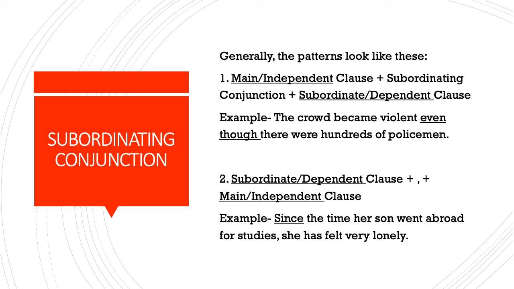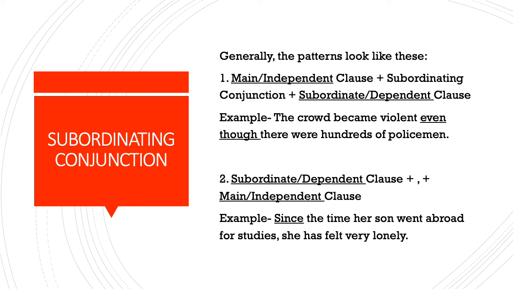A dependent clause in itself includes the subordinating conjunction, then we will follow it with a comma, and then we will write the main clause. So see this example, second one: since the time her son went abroad for studies, she felt very lonely. Now, if I put a full stop after studies instead of the comma, and I remove the rest, the later part of the sentence, so if the sentence becomes, since the time her son went abroad for studies, is the sentence complete? No, the sentence will not be complete.